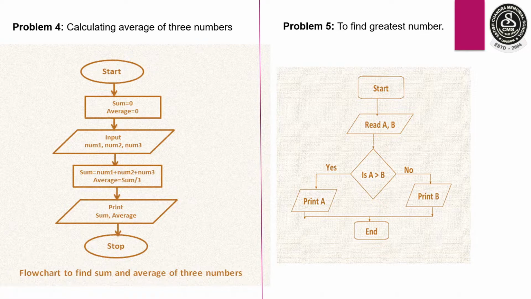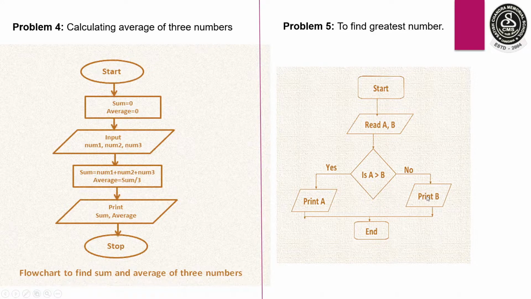Say I have given 12 as number A and 30 as number B. So it will check if 12 is greater than 30. We will definitely get the answer no, it is not right. 12 is not greater than 30. Then it will go to no, not yes. So it will print B as the greatest number.